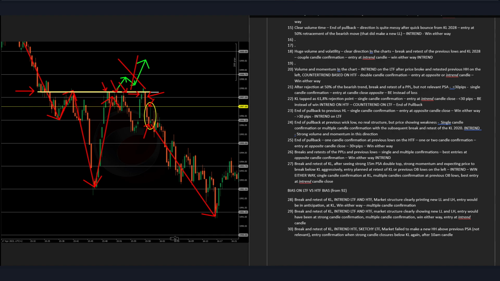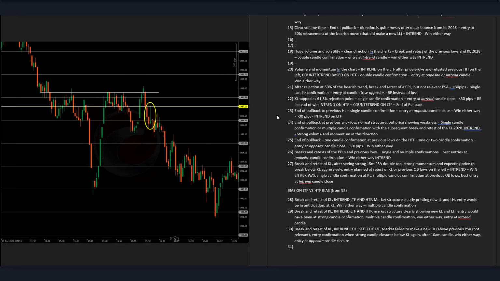Okay, and yes, win either way. Entry at opposite candle closure. Okay, and that's another screenshot. That's very nice. So let's move on.